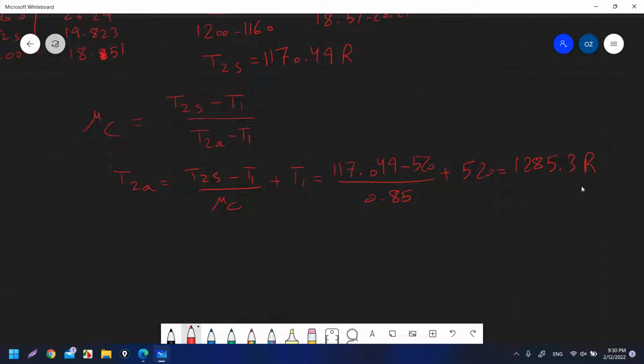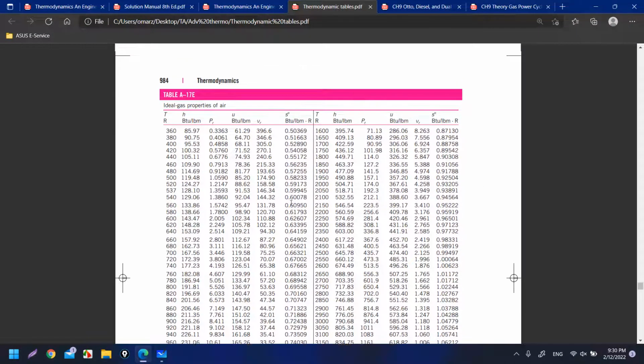Okay, now I found T2A. I will use this value and go to the table to find U2. From here I want to find U2. Let's use this number, 1285.3.